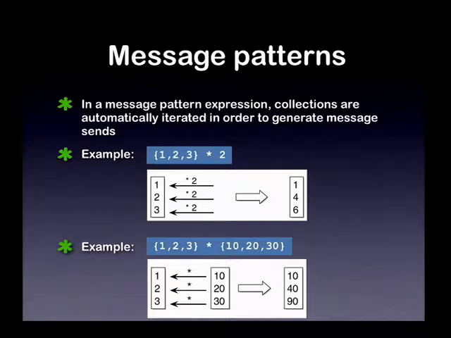In the first example here, we multiply each element of an array by 2 by sending this message pattern to our array. And as you can see, in the second example, we multiply two arrays element-wise. As you can see, these message pattern expressions look like traditional message sends, but they are not interpreted in the same way. What happens here is that they generate multiple message sends automatically.